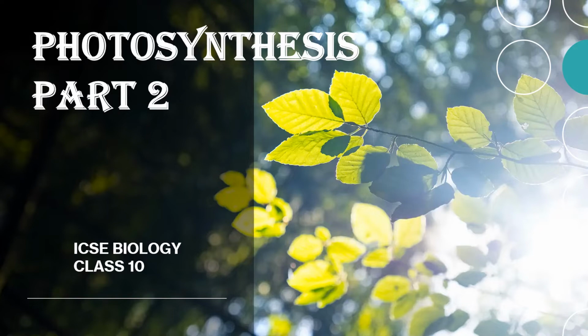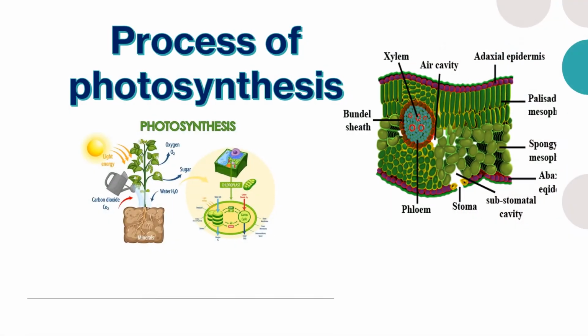Today we are discussing photosynthesis part 2. We can begin with the process of photosynthesis. What is the process of photosynthesis? What is actually happening at the time of photosynthesis? The end products like oxygen, water, glucose.